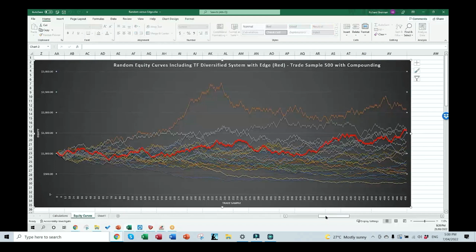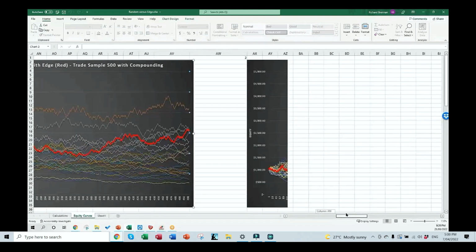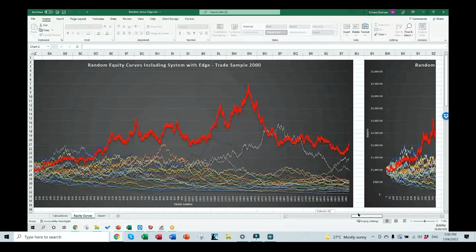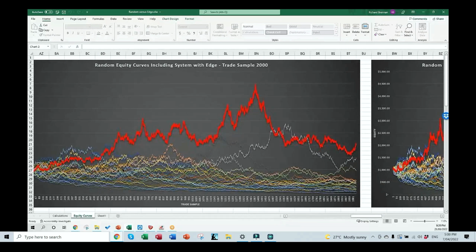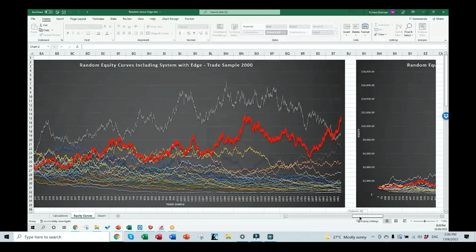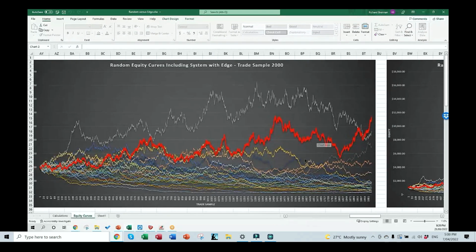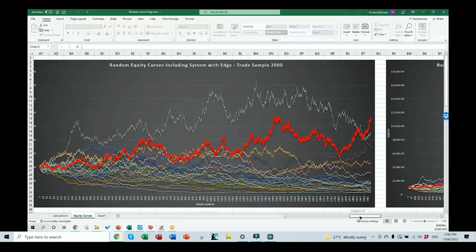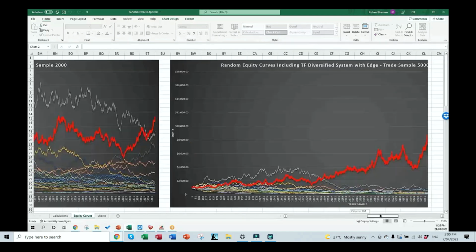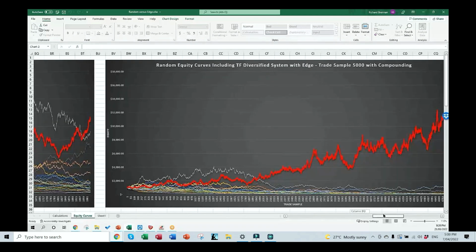So let's now go to 2,000 trades. You can start seeing that the system with the edge starts lifting and basically exceeding the random equity curves. It's starting to get better, but this is after 2,000 trades. So you can only assess your performance over a very large sample size, but this is how this edge under compounding starts playing out with a greater number of trades.